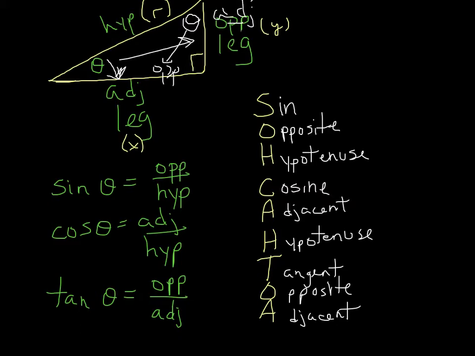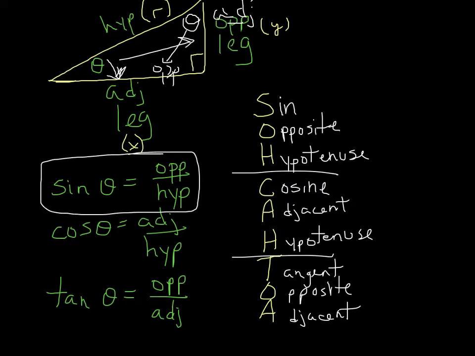Okay? So we've got SOHCAHTOA here. We break this up, where the sine is the opposite over the hypotenuse. The sine of angle theta is the ratio of the opposite leg over the hypotenuse. The cosine is the adjacent over the hypotenuse. And then tangent is the opposite leg over the adjacent leg.